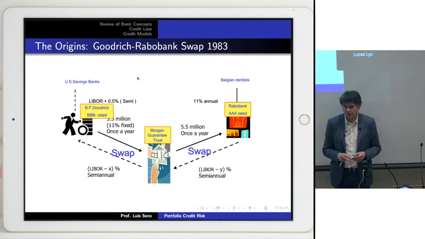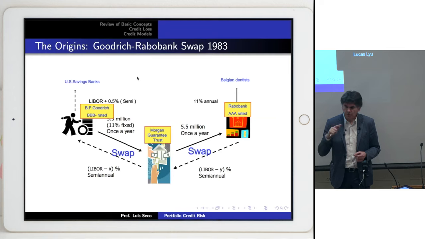And for them, it didn't matter if they did floating rate or fixed rate, the price was the same. From a cost perspective, floating rate and fixed rate were the same because they have a very good rating. But they wanted floating rate. The reason is they managed pension money. And when you manage pension money, you want floating rate. Okay?